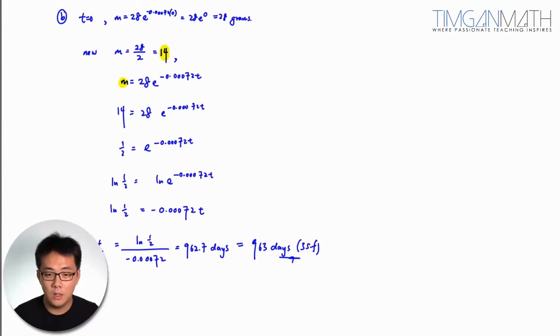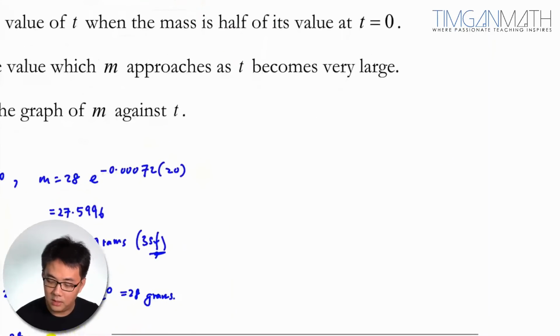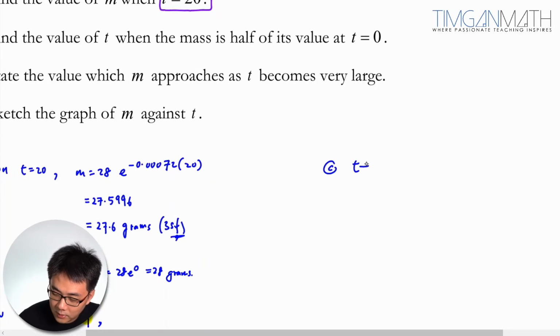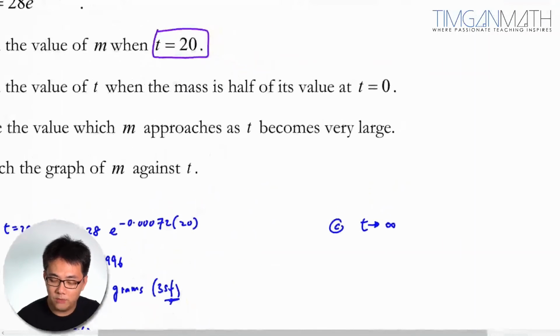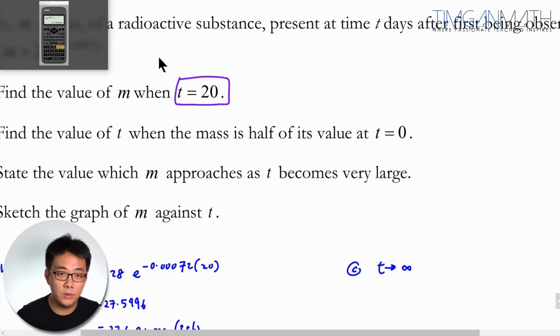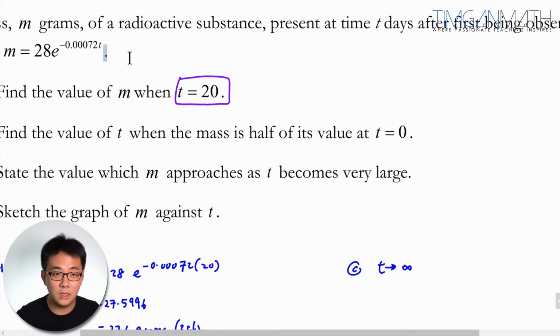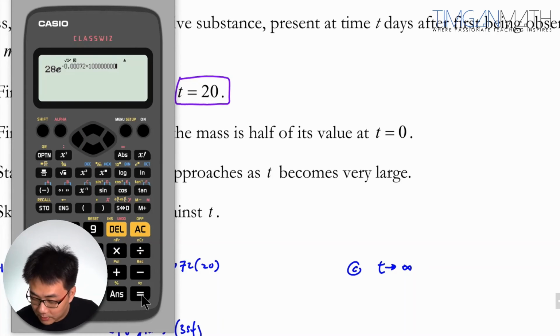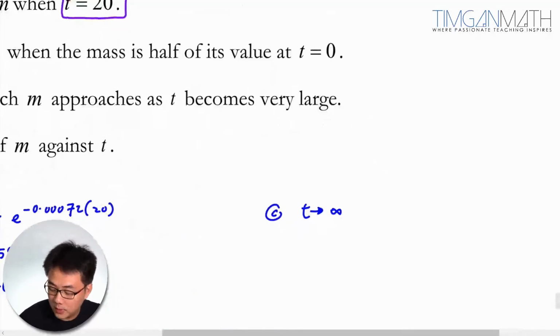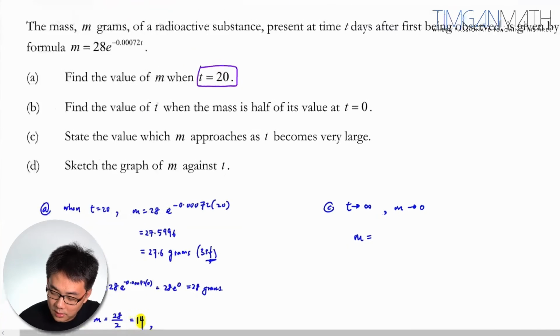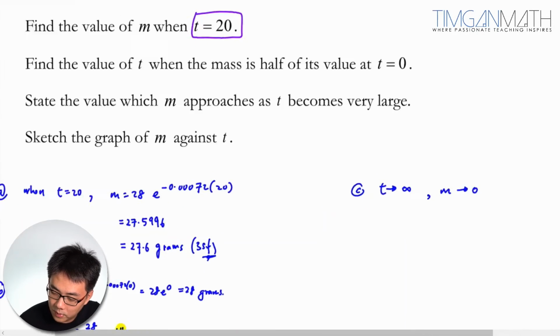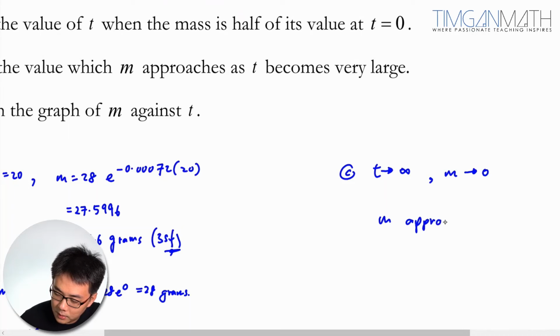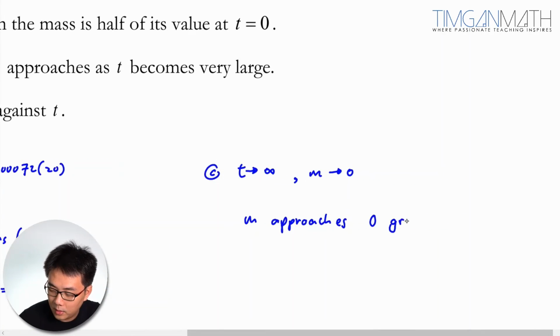Now state the value of m when t becomes very large. When t goes to infinity, you could just put a very, very big value into this expression. Let me show you, using the previous expression. I'm going to put t equals, let's say, 1 million. I'm not sure how many zeros there are, but it's a very large value. You'll get 0. So m tends to 0. m approaches 0 grams.